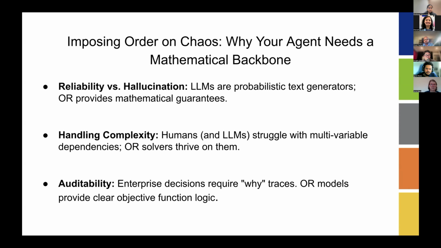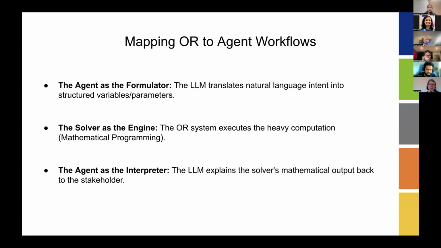Most importantly, enterprise decisions require why traces: why we are doing this, why certain decisions were made like that. So OR models clearly provide mathematical rigor and mathematical guarantees to that. And that is why we need mathematical guarantees behind operating any agentic system.